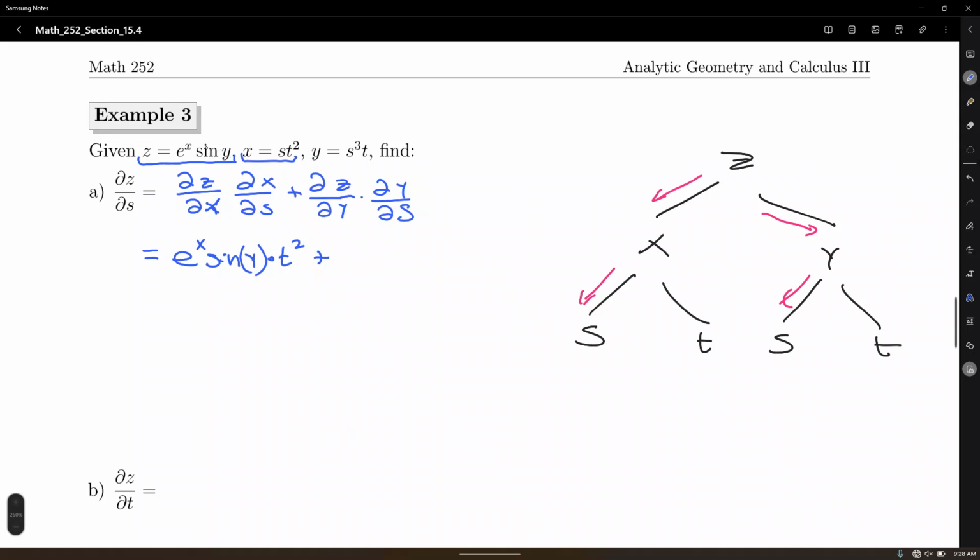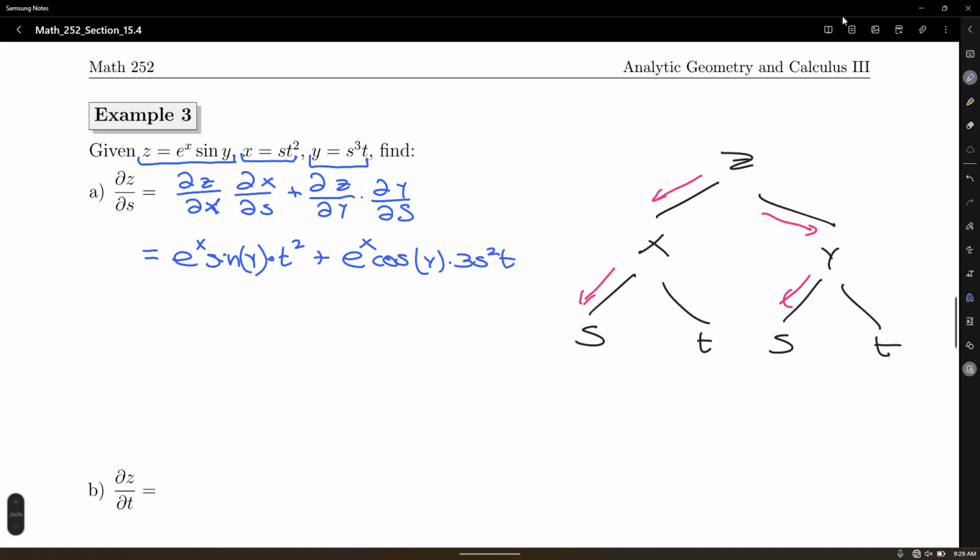All right, so plus the partial derivative of z with respect to y. Well, in this case, the derivative of sine, which is cosine, times the multiple constant e to the x, that's e to the x cosine y, times the derivative of the y expression, this time also with respect to s. So here the derivative of s cubed t is 3s squared t. Okay? And again, we will end up with an expression that involves x's, y's, and t's, and also s's.